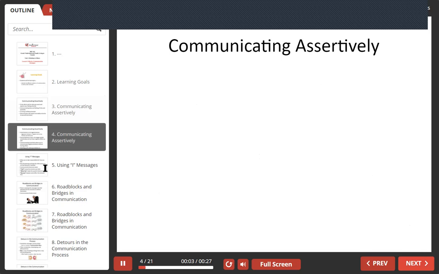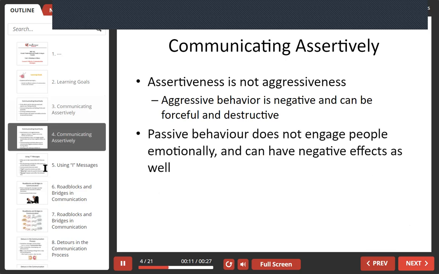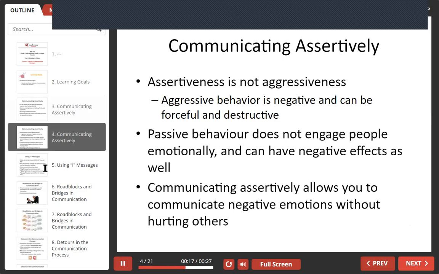Assertiveness is not to be confused with aggressiveness. Aggressive behavior is negative and can be forceful and destructive. Passive behavior does not engage people emotionally and also can have negative effects. But communicating assertively allows you to communicate negative emotions without hurting others. It is known as standing up for what you believe in, essentially.